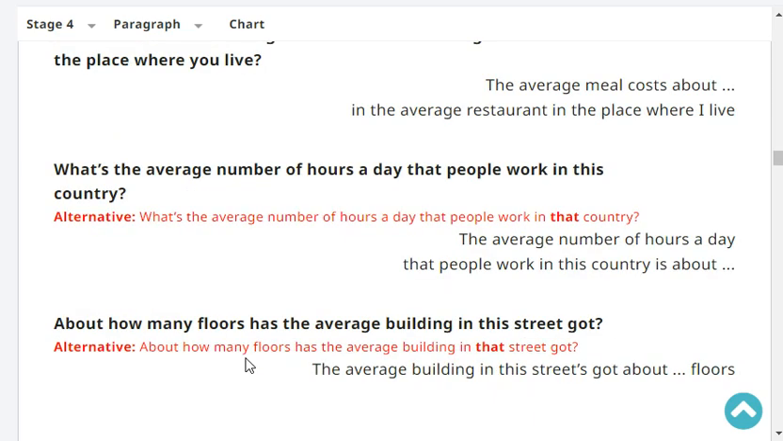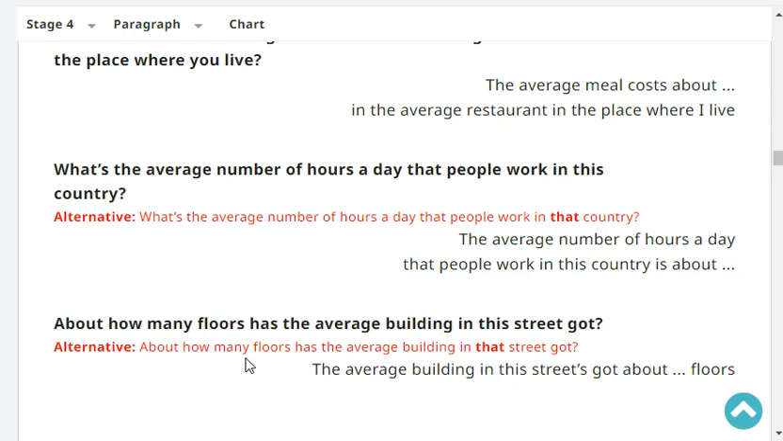What's the average number of hours a day that people work in your country? The average number of hours a day that people work in my country is about 9 hours. Very good. About how many floors has the average building in your street got?